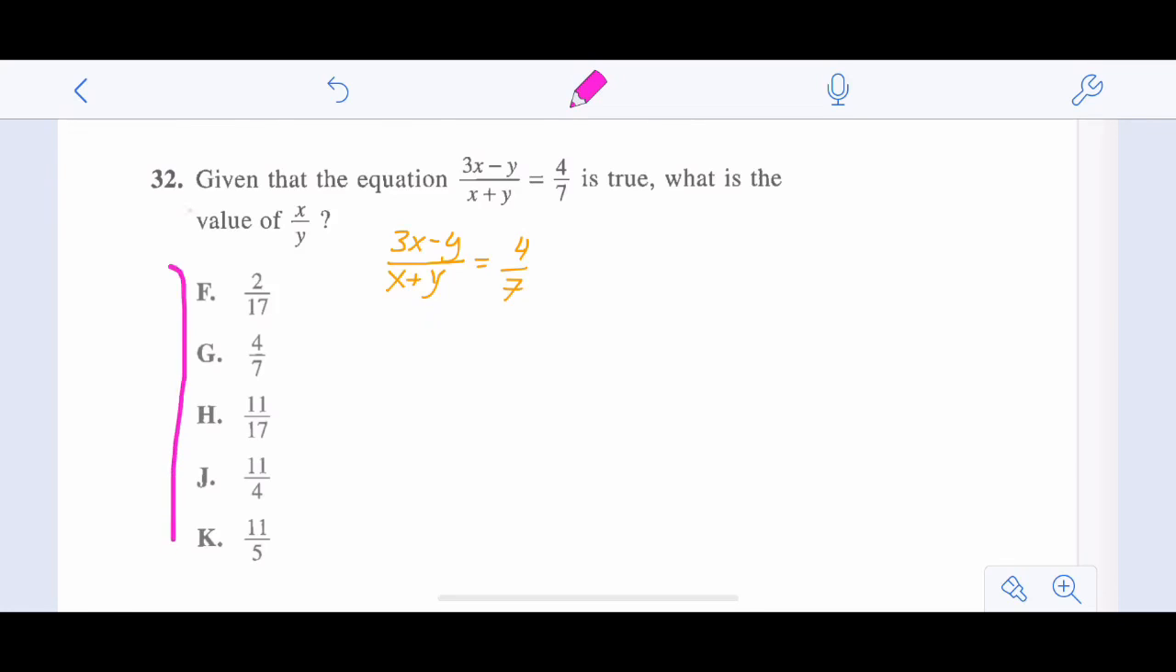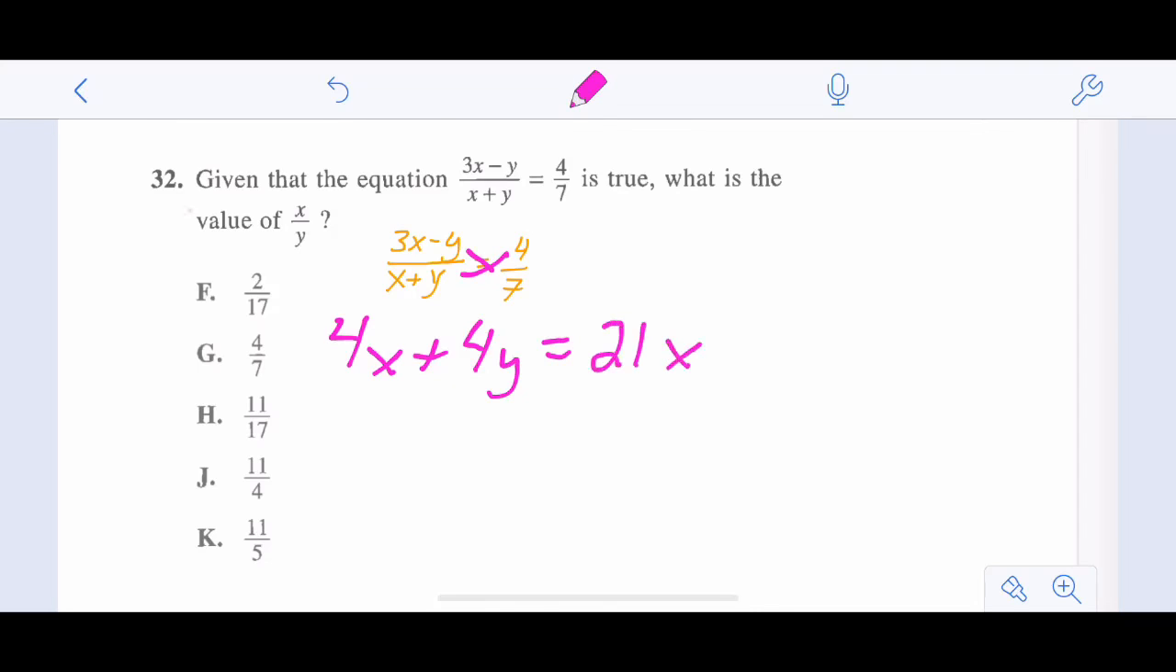We look at our answers, they're in fractions, so we're just going to have a fraction of x over y. And so with this equation, we're just going to cross multiply. So I have Lyra here to help me. Lyra, what's 4 times x? 4x. Plus, what's 4 times y? 4y. Okay, and then what's 3x times 7?